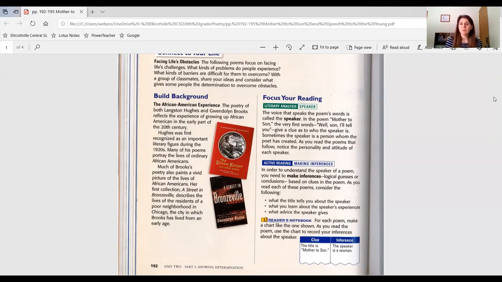The making inferences, we won't read that. Well, actually, we will read it. That paper I just showed you, though, that's what we're going to be doing. So it tells us in order to understand the speaker of a poem, you need to make inferences. Logical guesses or conclusions based on clues in the poem.